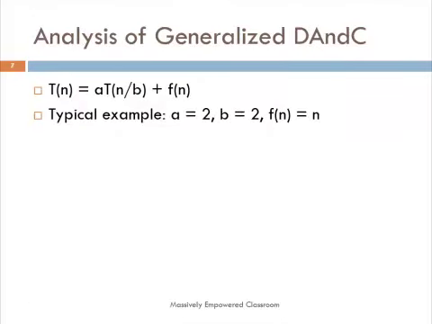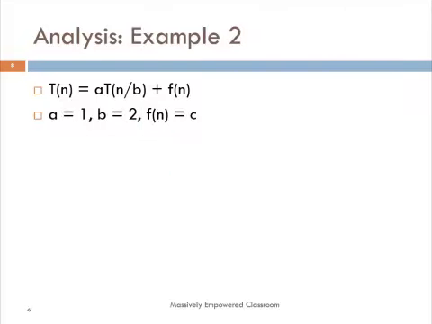Right? So the general form of the recurrence relation is T of n is a T of n by b plus f of n. We already looked at the typical case where a is 2, b is 2, and f of n is n. And what did that give us? That gave us n log n. Right? Let's look at one more example.